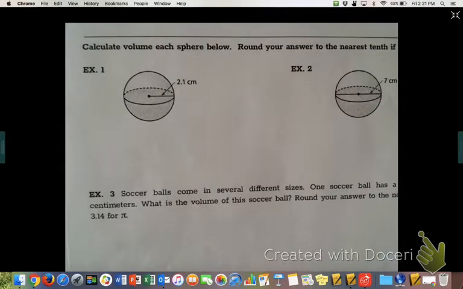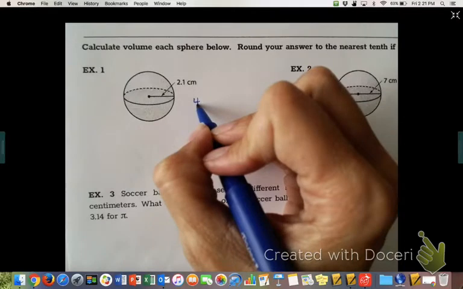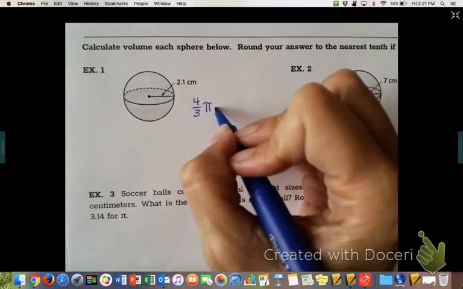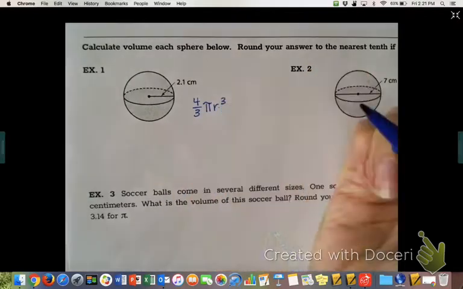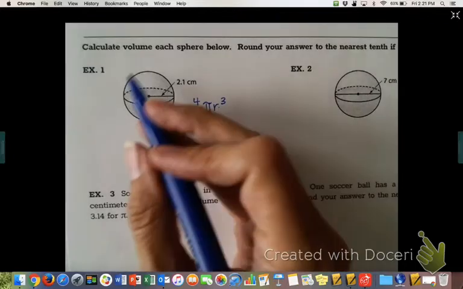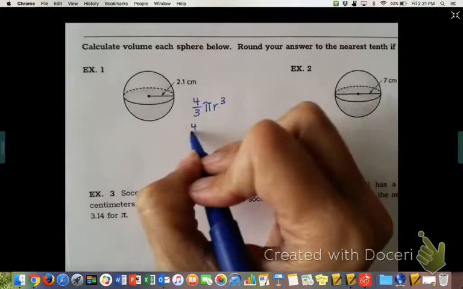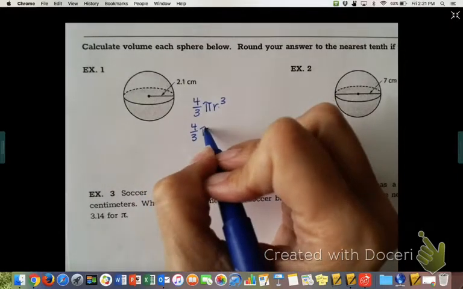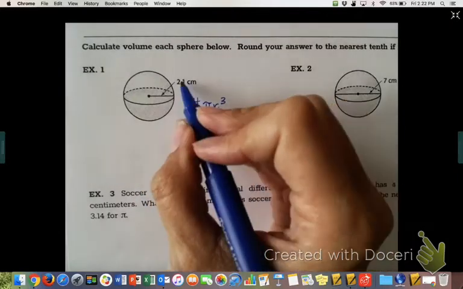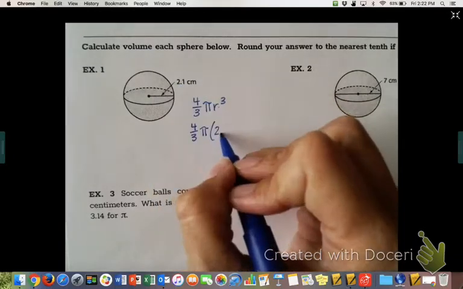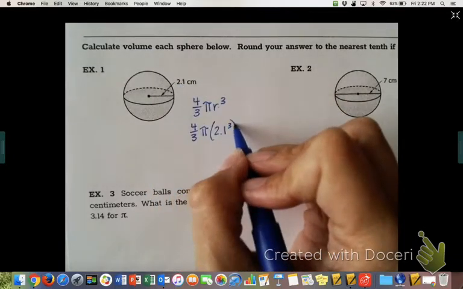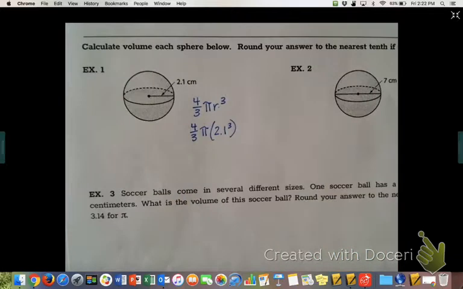Volume. So our formula again is 4/3 pi radius cubed. So the only thing we need out of this whole thing to calculate a sphere is the radius, because we're going to use 4/3, we're going to use our fancy pi button, and we're going to use the radius. So in this case it's 2.1, and we're going to take 2.1 and cube it. So all you guys need to do is put this in your calculator.